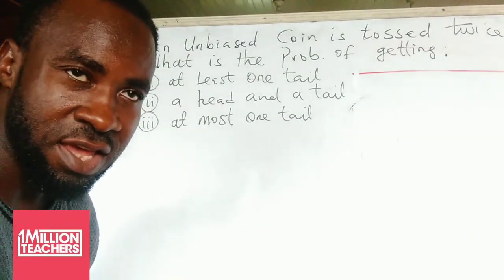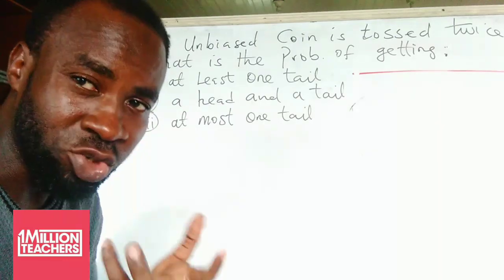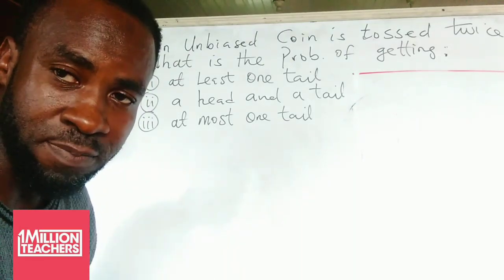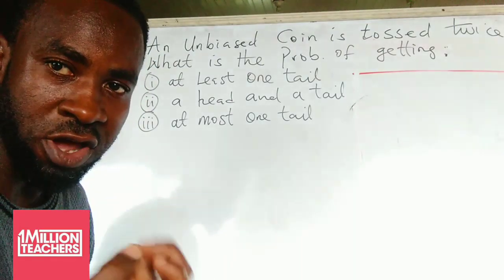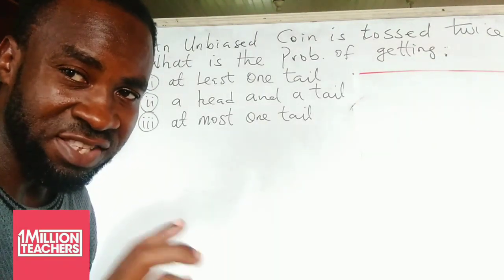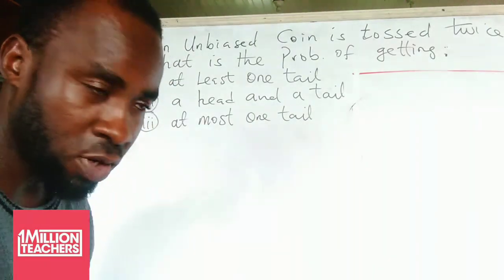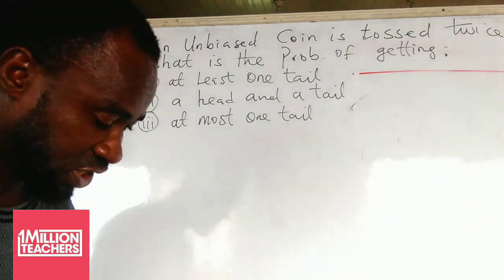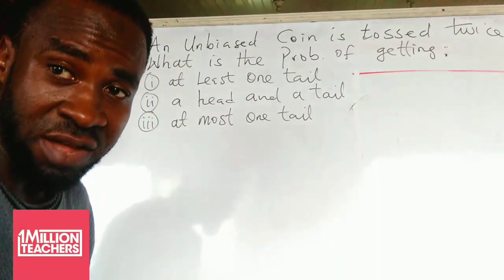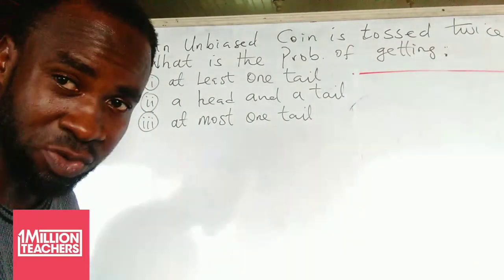Now, whenever they say a coin is tossed twice, it's actually treated the same way as when two coins are tossed once. Okay, so if I have a coin and I toss it twice, it will give me the same probability as when I take two coins and toss those two coins once. Okay, and whenever you have a question like this, the best way you can solve it is the outcome table. But you can as well use the independent event formula to solve the particular problem.